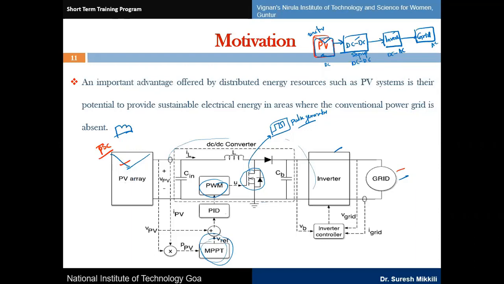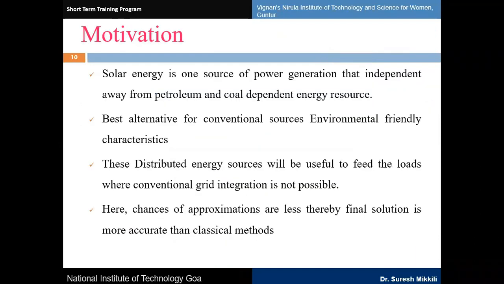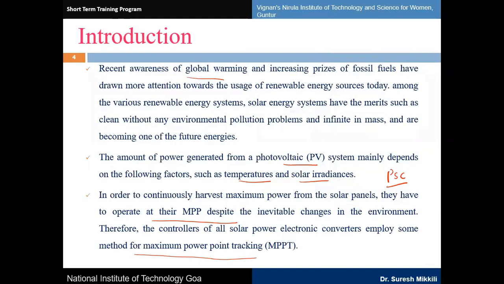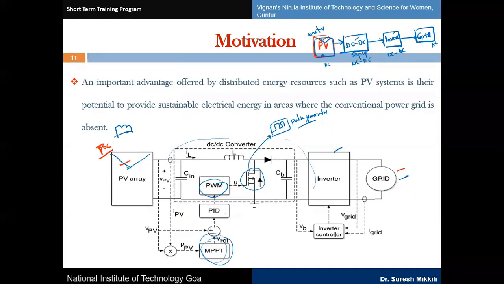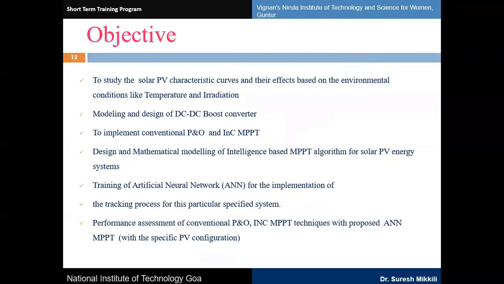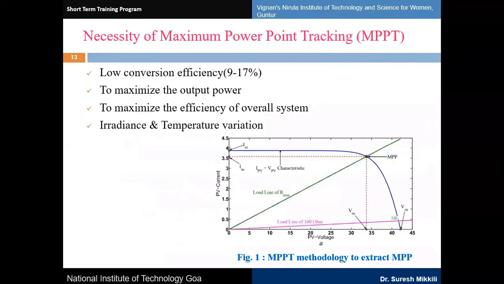and is able to make the DC-DC converter in line with the shading conditions. So the importance of the MPPT technique is that, in order to continuously harvest maximum power from the solar PV panels, they have to operate at their maximum power point despite inevitable changes in the environment. We need to operate the signals at the maximum power point. So for that we are considering MPPT techniques.